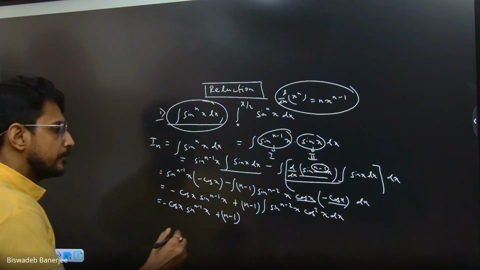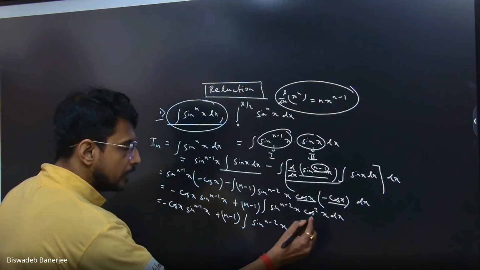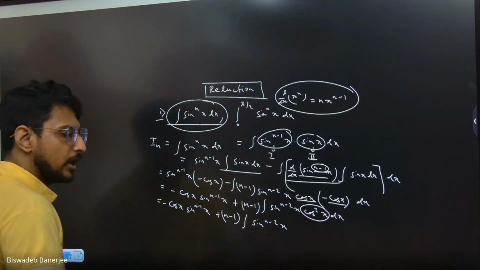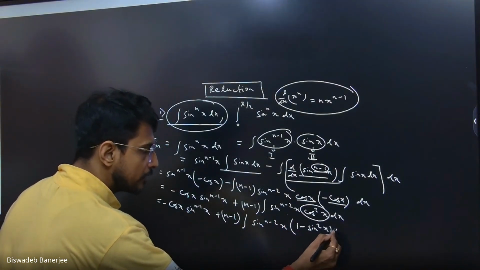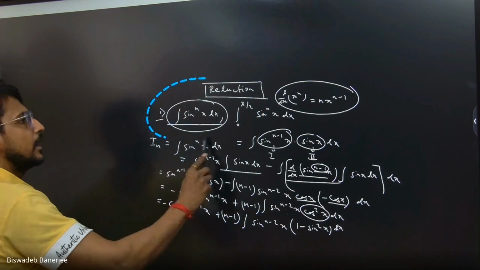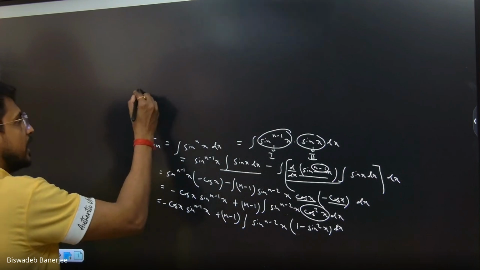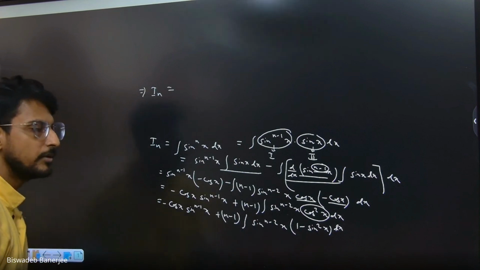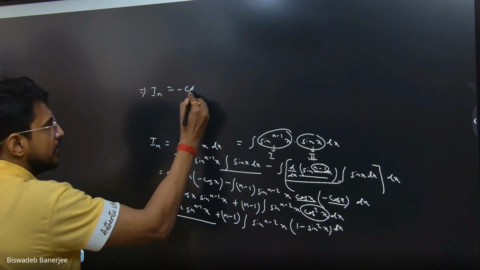Now see that this portion remains as it is. Cos squared x: how can we write cos squared x? There's a very basic formula. Cos squared x can be written as 1 minus sine squared x dx. So my I_n becomes what? We are writing cos squared x as 1 minus sine squared x. Then the first portion always remains as it is.